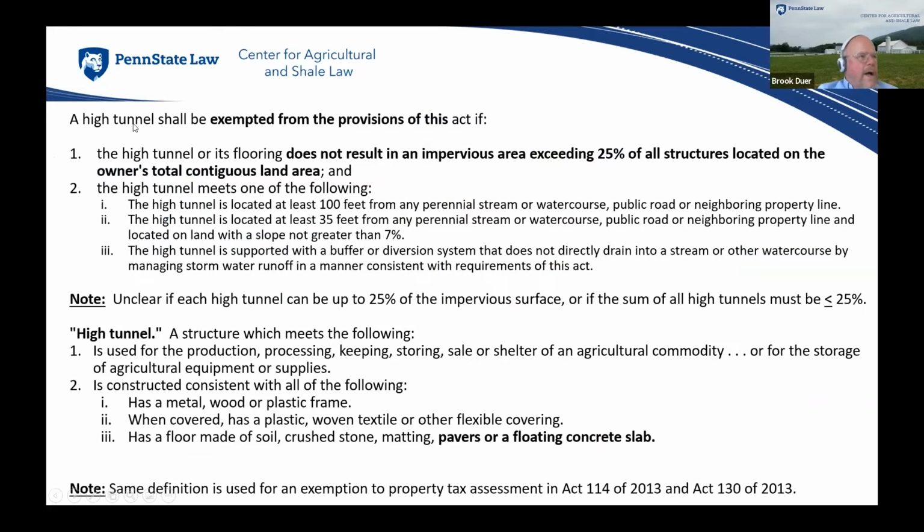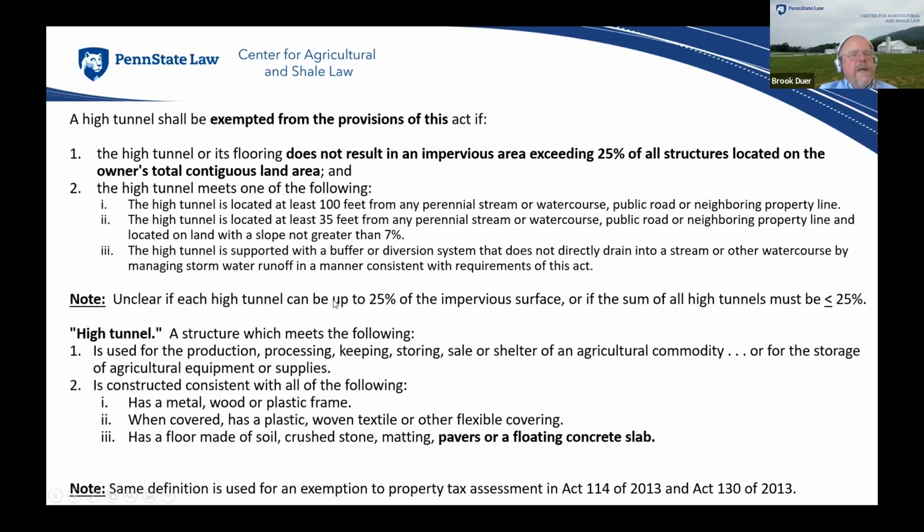What it said was that a high tunnel is exempted from stormwater management plan requirements if it does not result in impervious surface area that exceeds 25% of all the existing structures located on the owner's property. Now, note that it doesn't say plural, it says singular here. And a reading of this is unclear at this point in time, and it's the subject of a great deal of consternation out there in the field.